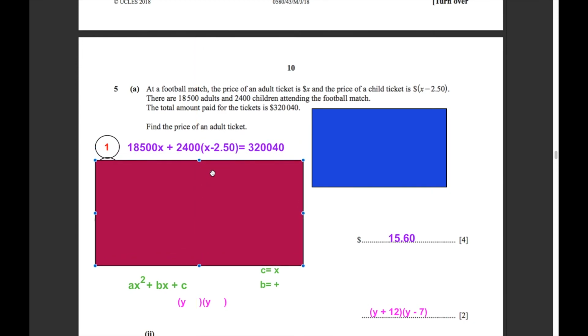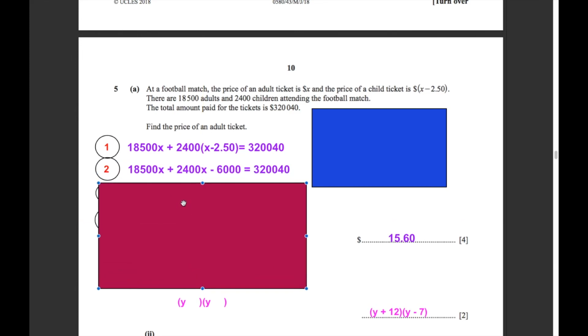Okay, so step 1 is put in the information. So one person will pay X price, one adult will pay X price. But now that there's 18,500 adults, you're just going to multiply these two, right? So X times 18,500. We're going to do the same thing with the children, with the children price. So that will give you this, all right? So all we have to do now is solve for X.